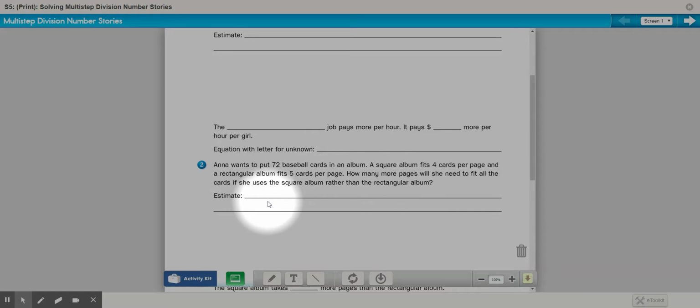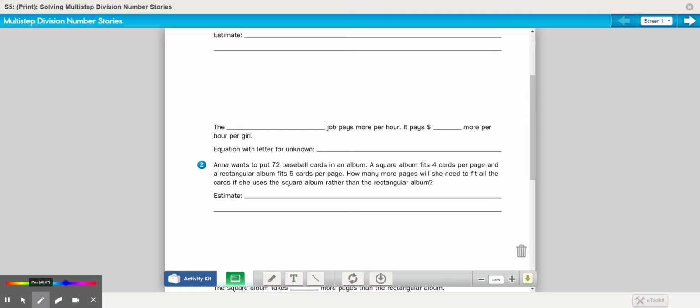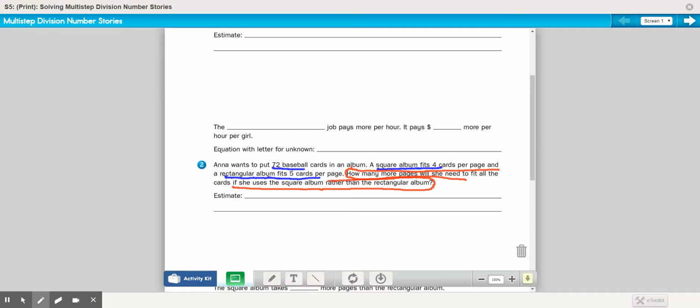So let's take a look at that key information here. Let's use a pen to underline things. So number 1, obviously 72 baseball cards. That's been important. Square album fits 4 cards per page. The rectangular album fits 5 cards per page. And then, of course, the question, which deserves a color of its own, I think, is how many more pages will she need to fit all the cards if she uses the square album instead of the rectangular one?